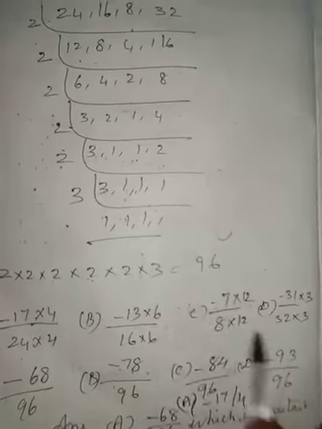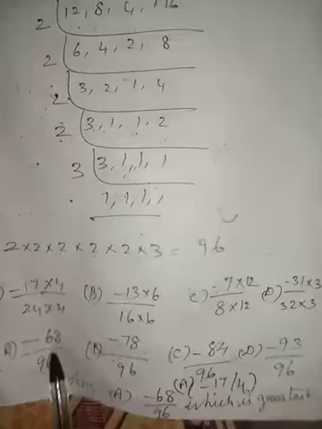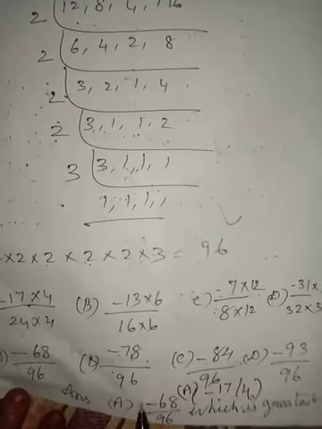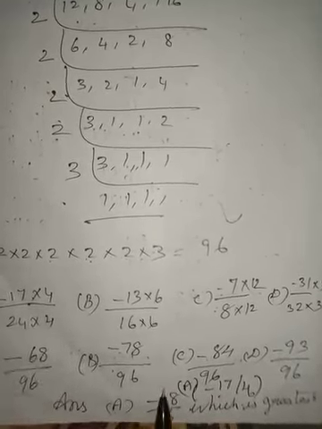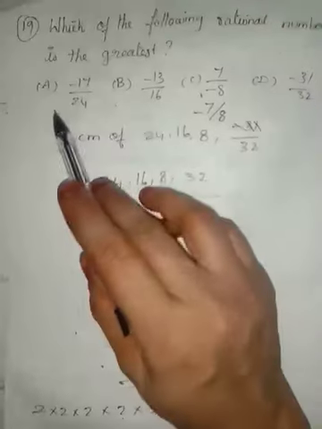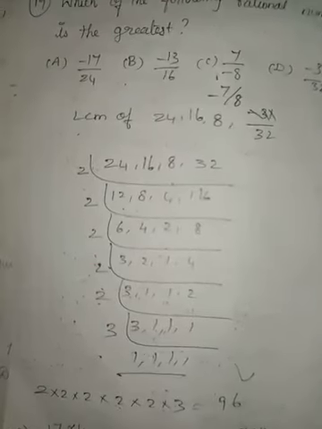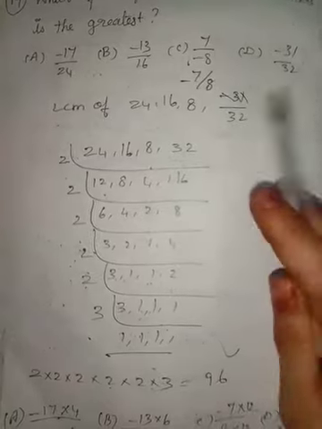From this we can easily say that minus 68 by 96 is the greatest rational number. That's why I take option A. Minus 17 by 24 is the greatest rational number.